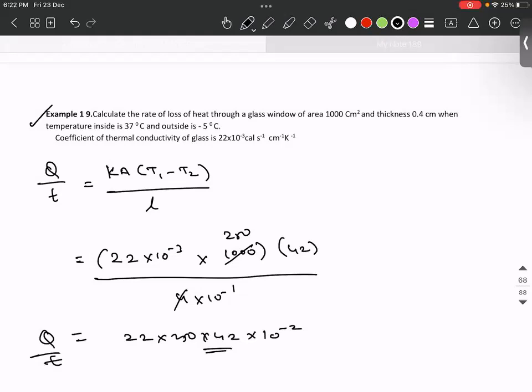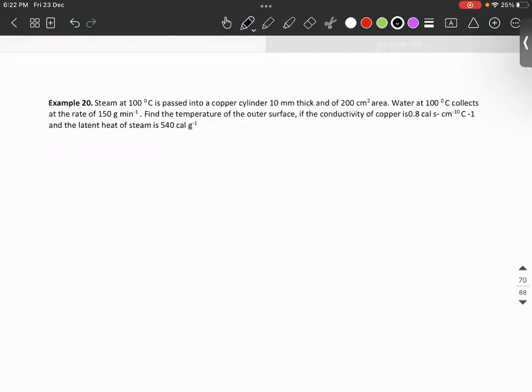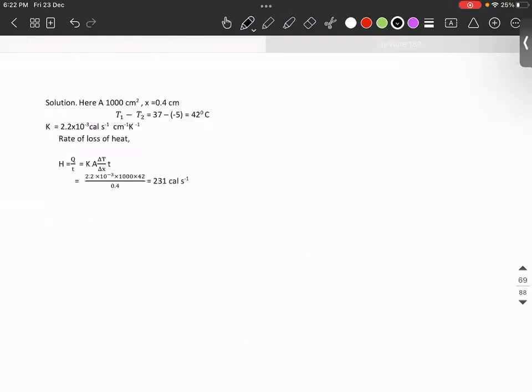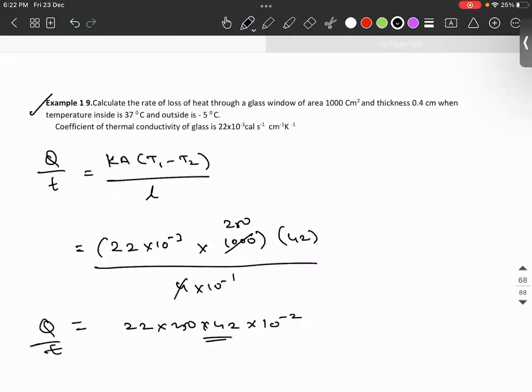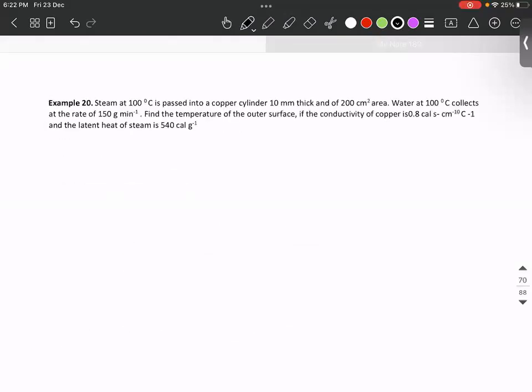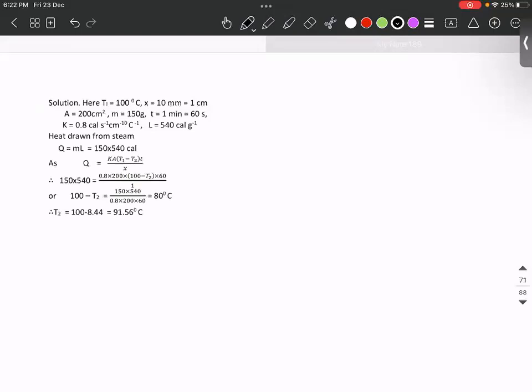So let's proceed. So this is all about thermal conductivity. Answer 231, that is specific. 231 calorie specific. That's fine. So you got 2310. Whatever value was given, that is correct. 2310 is correct. See, next one is similar problem.